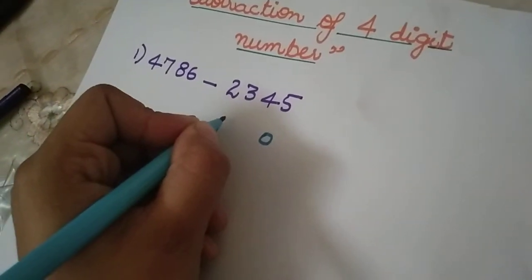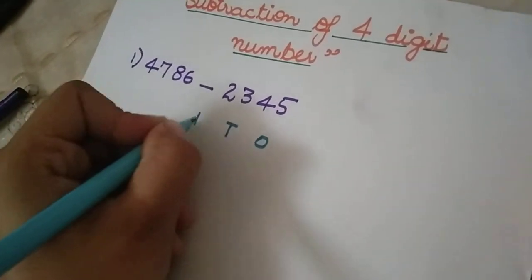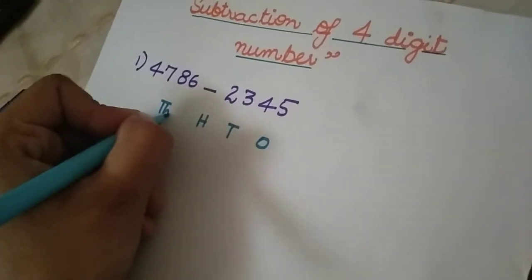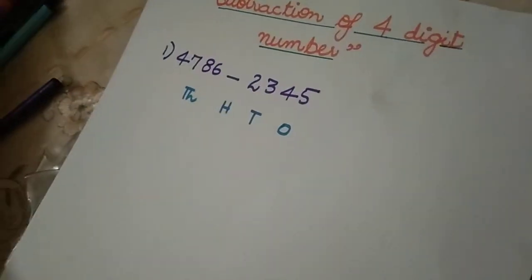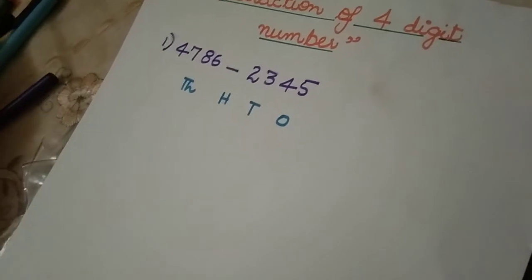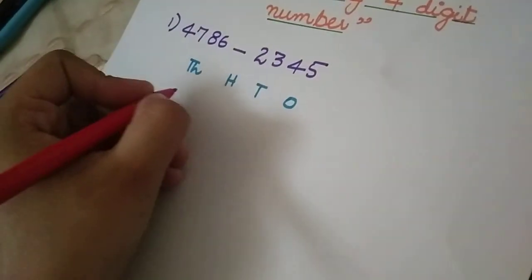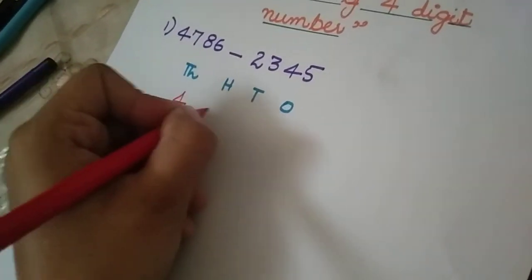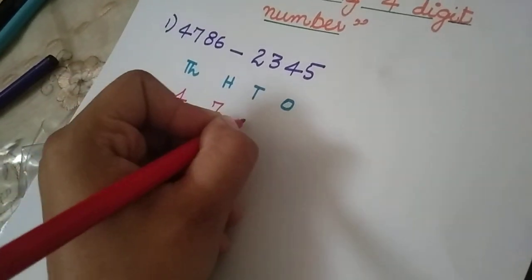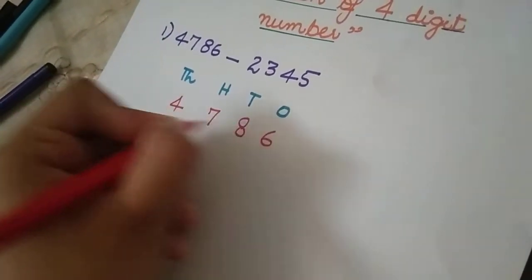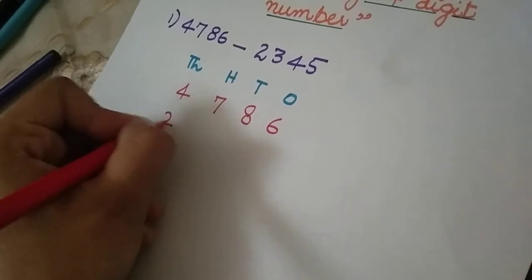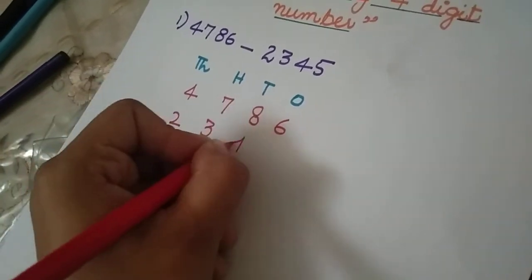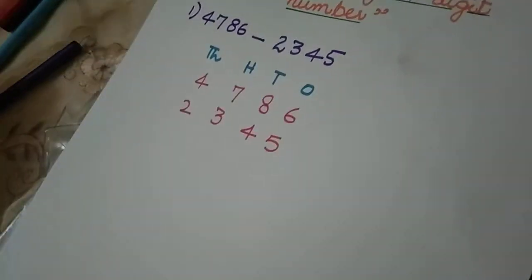Ones, tens, hundreds, and thousand. Now, you have to be very careful that you have to write all the numbers in their places. 4786 minus 2345.